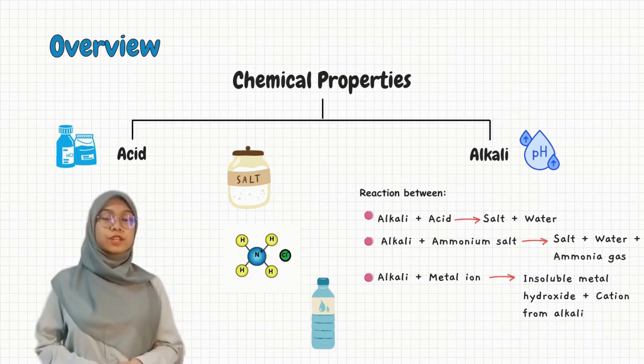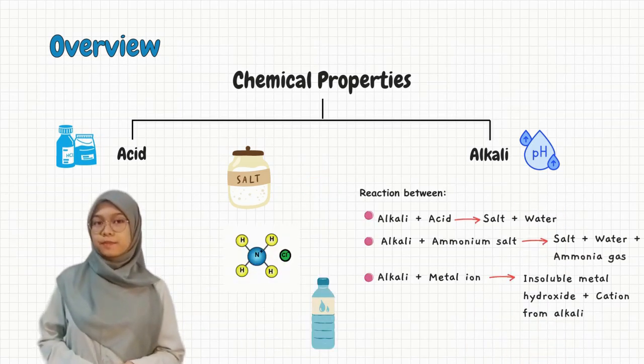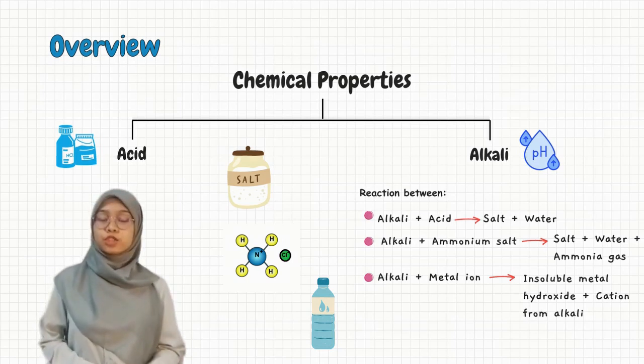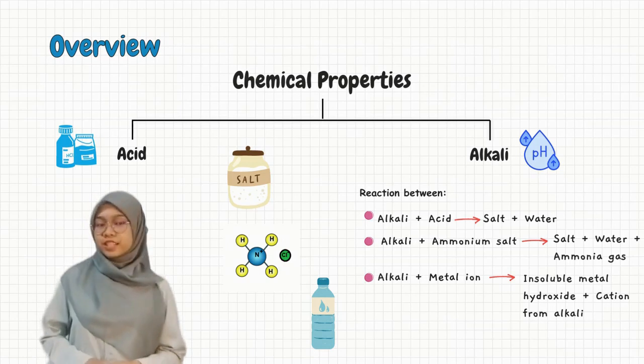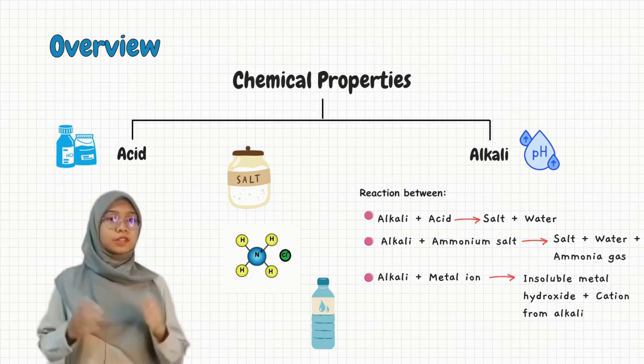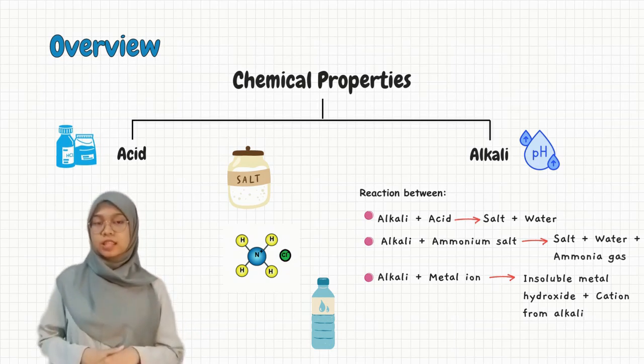Next, we move to the chemical properties of alkali. Same as acid, alkali also involves three reactions to show the chemical properties. Firstly, we have the reaction between alkali and acid. Same as the reaction between acid and base, it will produce salt and water.